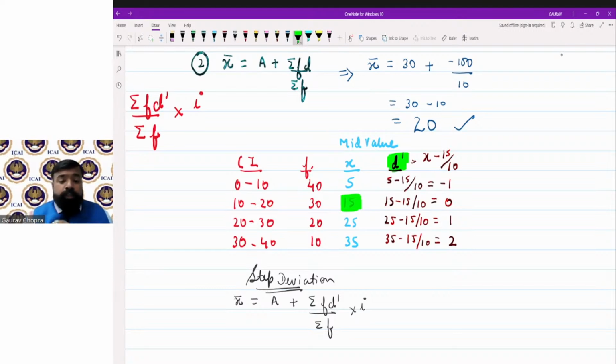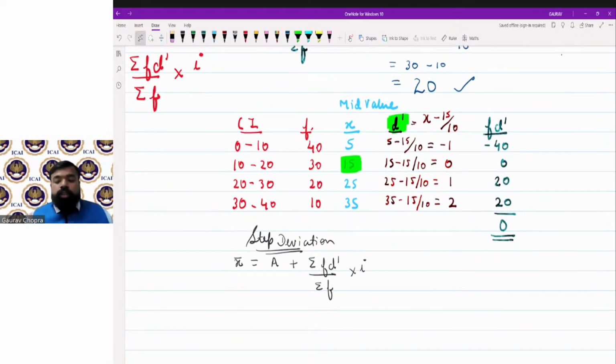Now, according to the formula, what is the requirement? So we require f d dash. So multiply f with d dash. So 40 into minus 1 is minus 40, then 0, 20, and 20. So what is the total? The total is 0. So now it becomes very, very easy.